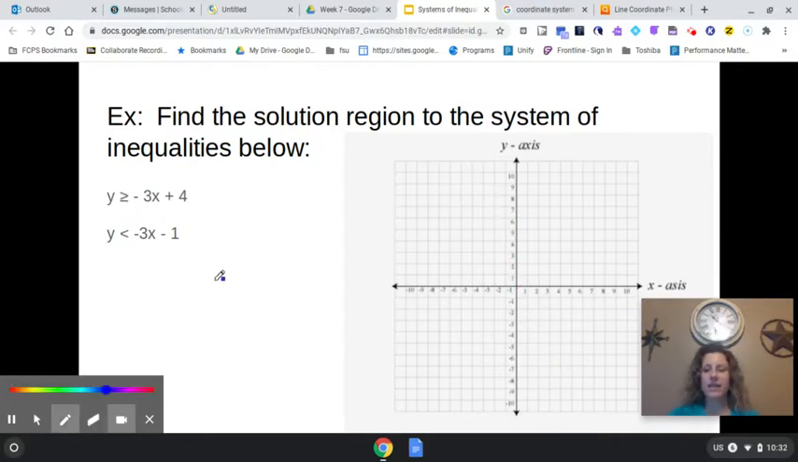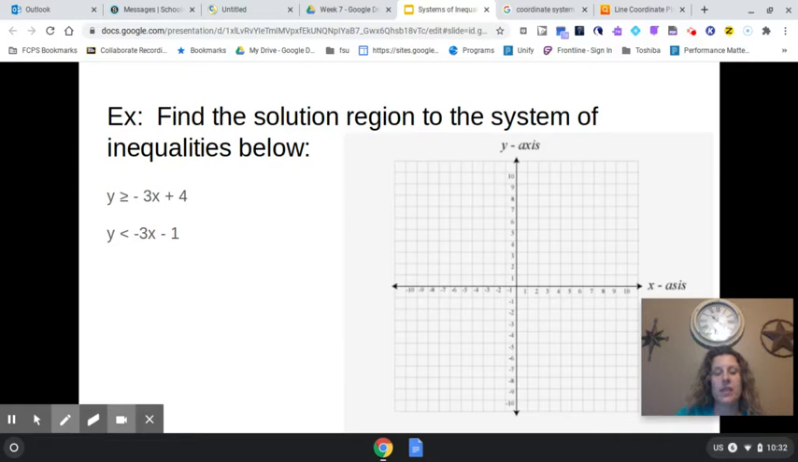Okay, our last example for our notes today is very similar to the last example that we looked at. When we go to graph these, we see that they're the exact same two inequalities. So I have a y-intercept at +4 and a slope of -3. I'm going to connect this one with a solid line, and it's greater than, so I'm going to shade above.